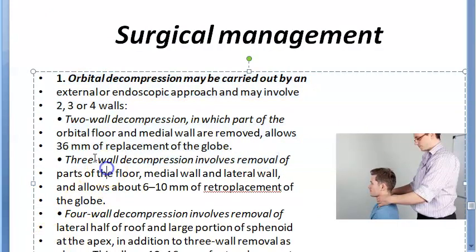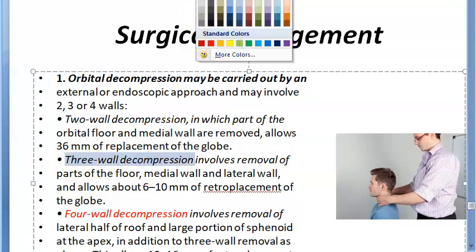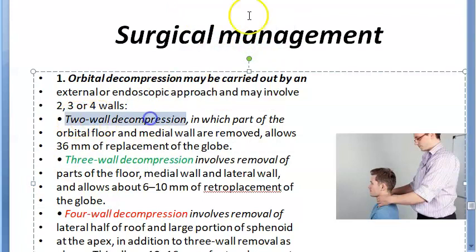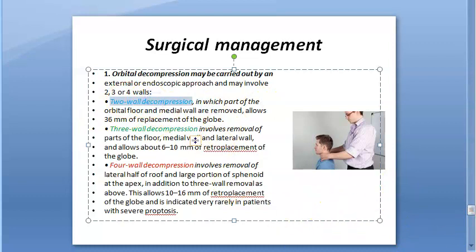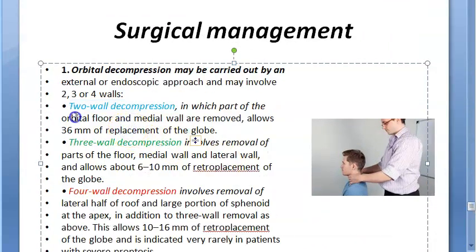What is that? 2-wall decompression, 3-wall decompression, 4-wall decompression. All the 4 walls you can decompress. At least 3 walls they are decompressing, or 2 walls you can decompress. Choose what you want. 2, 3, 4 are the decompressions. 2-wall means orbital floor and medial wall are removed. Wow, they are removing the orbital floor. Floor has become a part of the wall, is it? Interesting. So orbital floor and medial wall are removed.